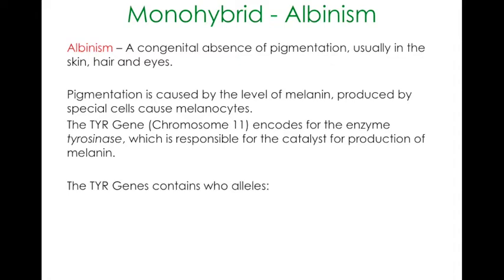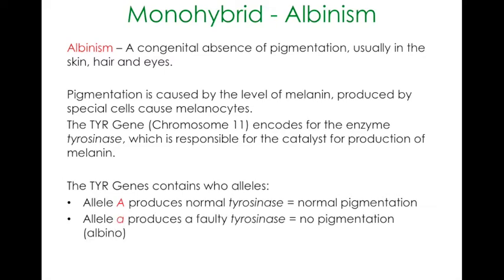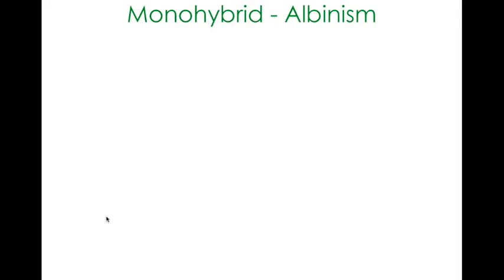The TYR gene has two alleles. Allele capital A produces normal tyrosinase, which results in pigmentation. However, there is a second variant, which is a lowercase a, and it produces a faulty tyrosinase, which means that particular enzyme is not working, and it cannot produce melanin as a result, and you get an albino, okay? So lowercase a. So from that, you can tell that this particular trait is a recessive trait. Albinism is a recessive trait because of the lowercase a resulting in the albino, okay?